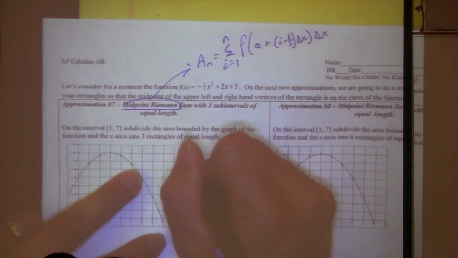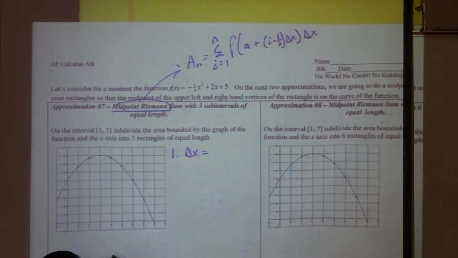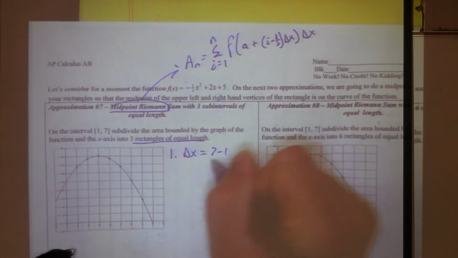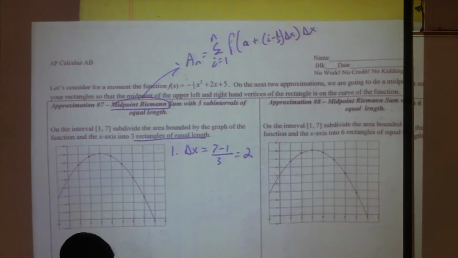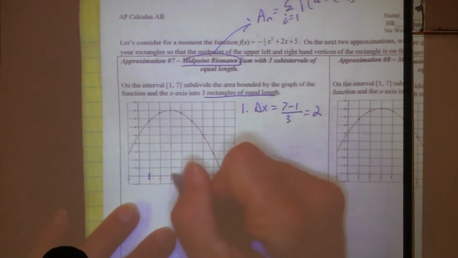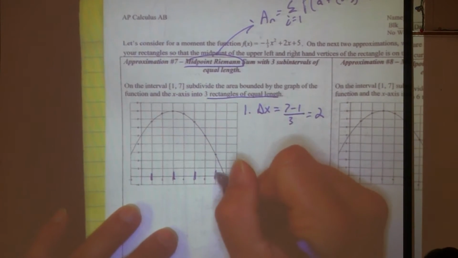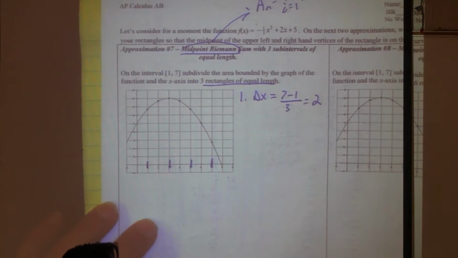Alright, so first thing we need to find is the delta x, which is my width. And they're dividing this space from 1 to 7 into how many rectangles? 3. So that's 7 minus 1 divided by 3. What do we get? 2, right? So that means we're going from 1 to 3, and then from 3 to 5, and then from 5 to 7, yes?